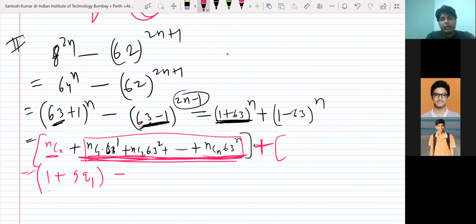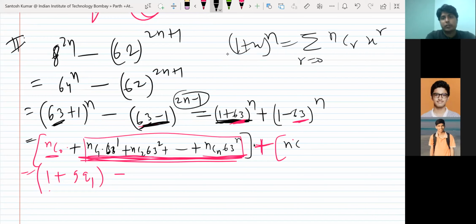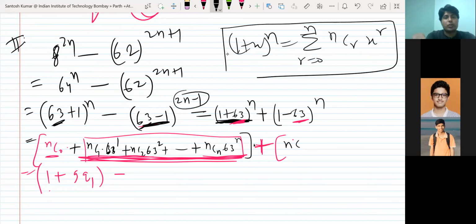So what will happen? NC0. Okay, again we will have NC0. Same thing like this. Just in place of 63 plus, you have 63 minus now. You have minus 63. And you know the expansion of 1 plus x raised to power n. I'm using that: NCR x raised to power r from 0 to n. Just this formula you use. So x here is 63 in the first term. Second term, it's minus 63. So NC0 minus NC1 63 plus NC2 63 square minus 63, and so on.